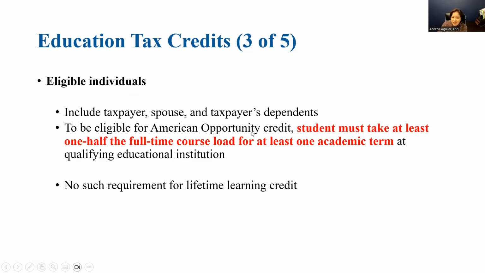To be eligible for the American Opportunity Credit, the student must take at least one half the full-time course load for at least one academic term, okay, one semester. So at least one half of the full-time course load for at least one academic semester to qualify for this credit. The Lifetime Learning Credit doesn't have this particular requirement.